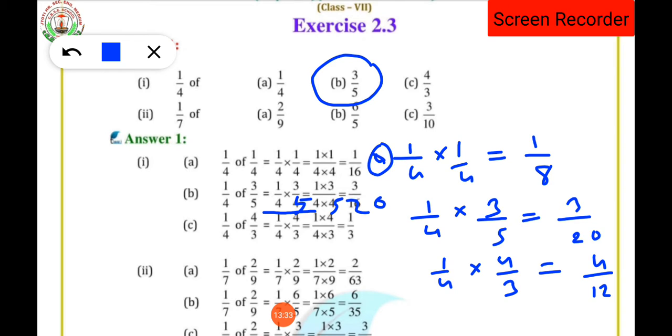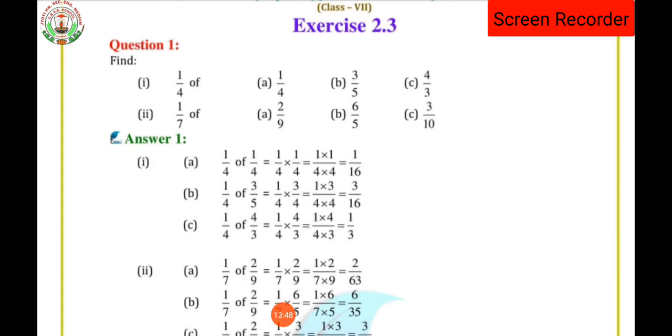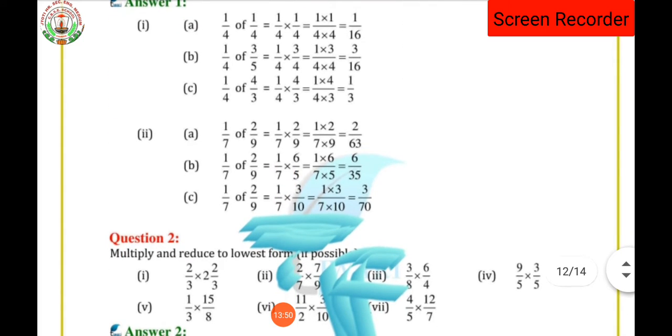Understood? So when 1/4 is multiplied with 1/4, we will get the answer as 1/8. When 1/4 is multiplied with 3/5, we will get 3/20. When 1/4 is multiplied with 4/3, we will get the answer as 4 upon 12. Clear, student? So in this way you have to do the second part also.